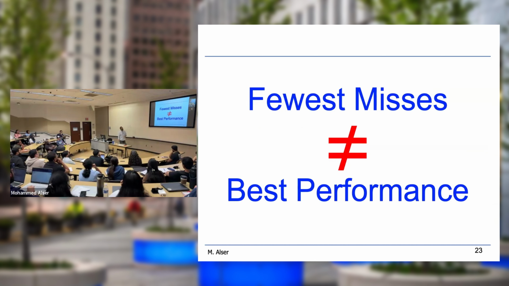And this is a very important message because this is telling us that the replacement policy that provides the fewest number of misses is not necessarily providing the best performance. And performance here, again, could be in different metrics. For example, we could measure performance as the number of cycles to execute instructions or to complete program execution.